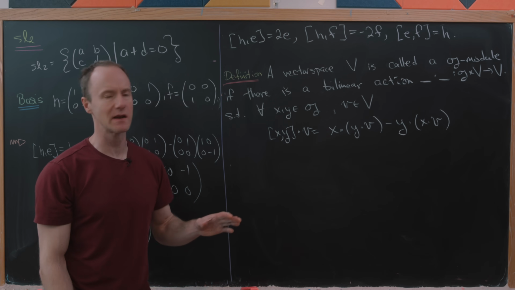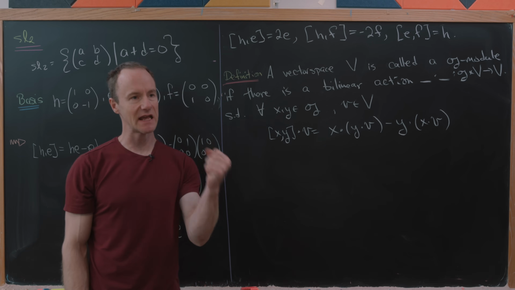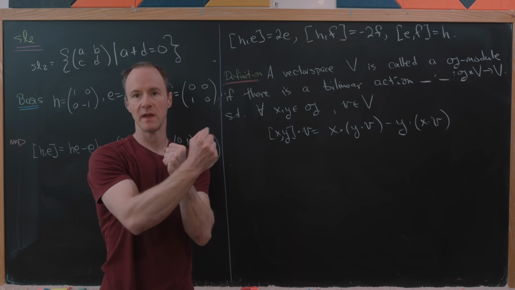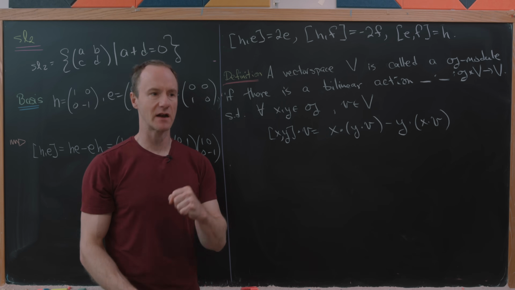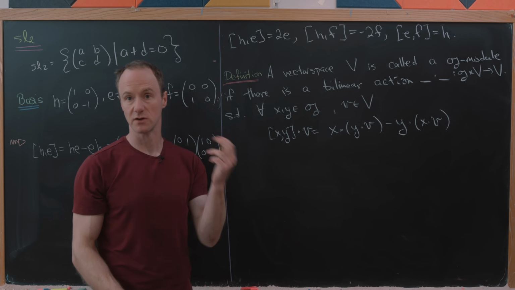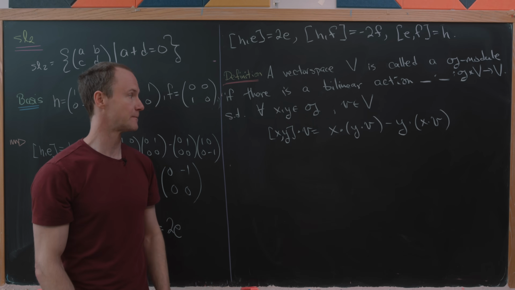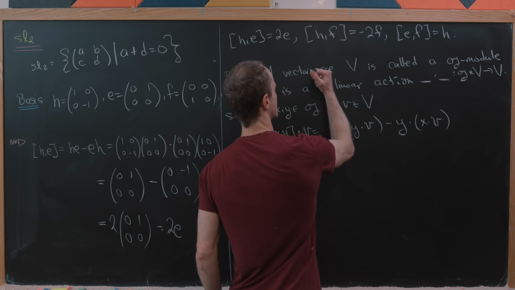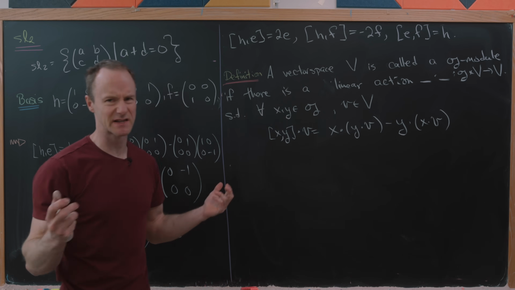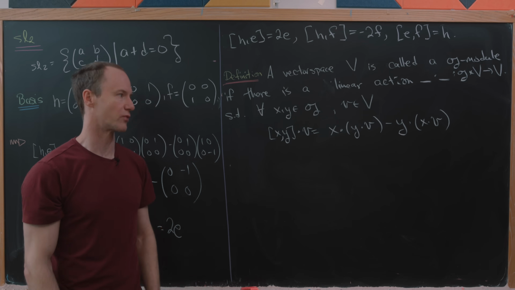So what I really mean by that is we can take any element of the Lie algebra and it will act on any vector and give us a new vector. And it'll do that in a linear way, so it'll do that in a very nice way. And then furthermore, we have this rule that it satisfies, or it preserves, the bracket.